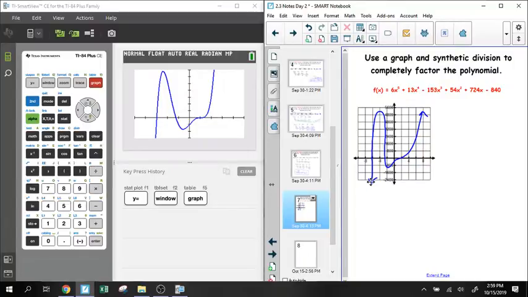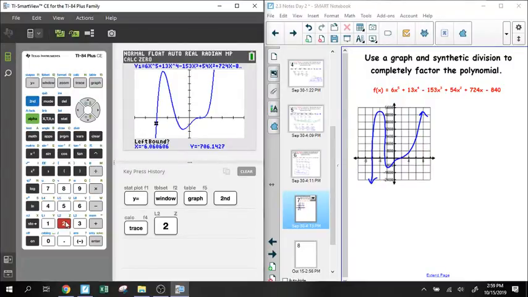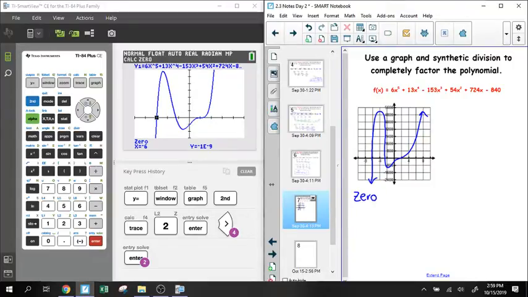So let's go use our calculator functions, which remember is going to be our 0, so second trace 0 option. And I'm going to let my calculator tell me where it's hitting the x-axis there. So I'm going to move a little bit left, hit enter, move a little bit right, hit enter, enter to skip guess, and it tells me that it hits our x-axis at -6, which means I know I have a 0 of -6. It hits my x-axis again right there, so I'm going to go find that one.